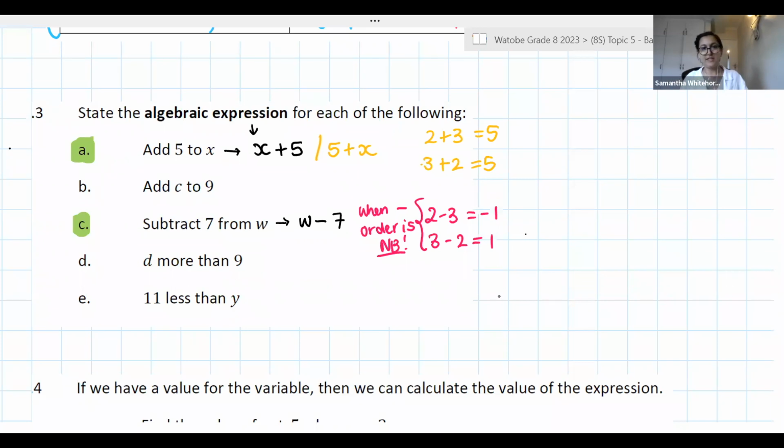Okay, guys, careful for E. It's saying 11 less than Y. So I want the value that is 11 less than Y. And remember, it's an expression. So you're using your operations plus, minus. We're not really at times or divide yet, but those are the operations we're looking at.